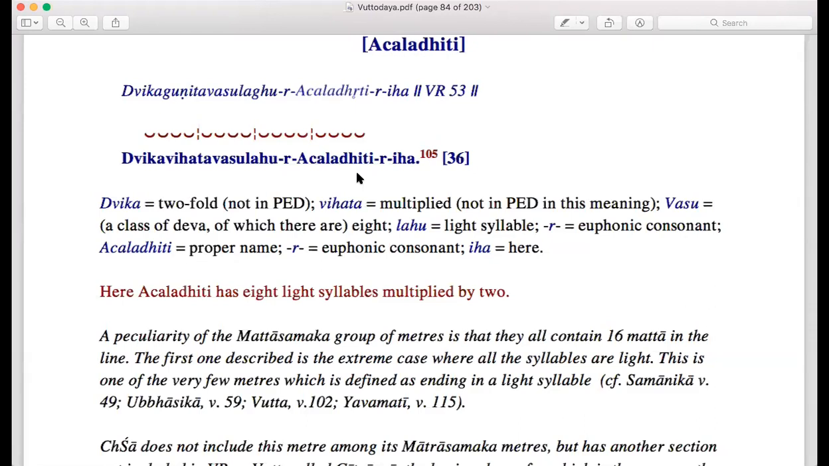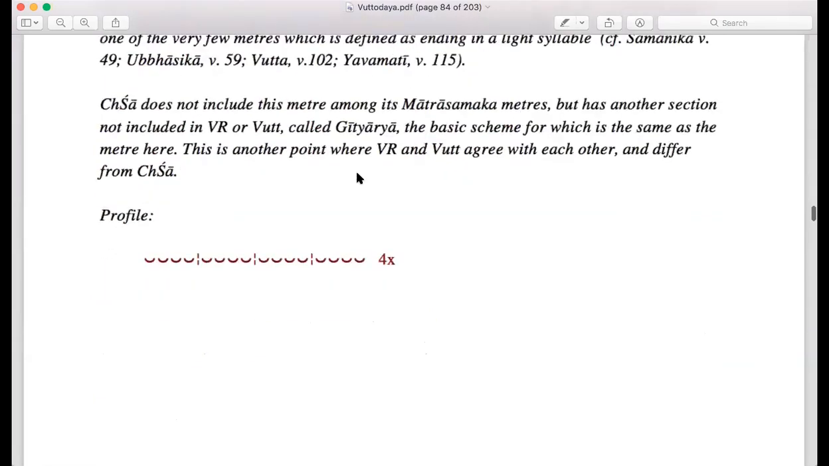So Bhante, in Pāli, when we say multiplied by, we also use instrumental, Bhante? Yes, of course. Okay. Thank you, Bhante. Then let's go to the next verse.